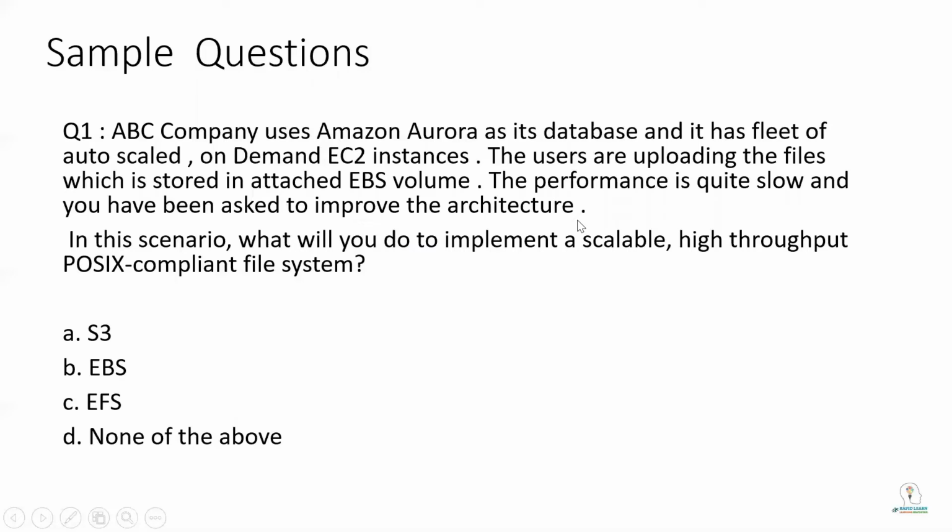Company ABC has Aurora as its database and multiple EC2 instances. The users are uploading the files which are stored in the EBS volume. Now the performance is quite slow and they want to improve the architecture. In this scenario, what will you implement? A scalable, high throughput POSIX compliant file system.